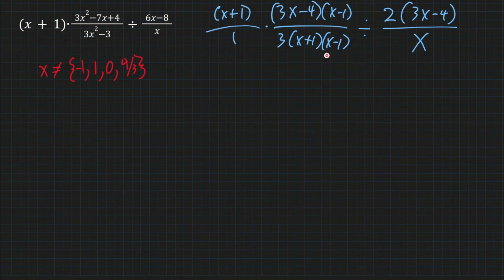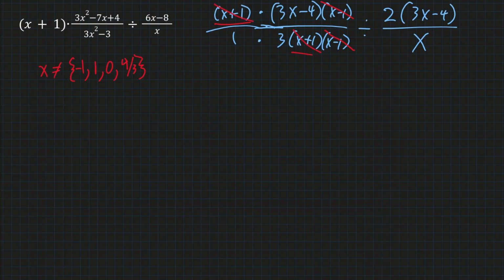The first thing that I notice is I have an x minus 1 and an x minus 1 as factors in both the numerator and the denominator. So let's cancel those out. And when this gets multiplied across, everything in the numerator is times everything in the numerator, and everything in the denominator is times everything in the denominator. So we also see here, we will have an x plus 1 and an x plus 1 in both the numerator and the denominator. So let's cancel those out as well.